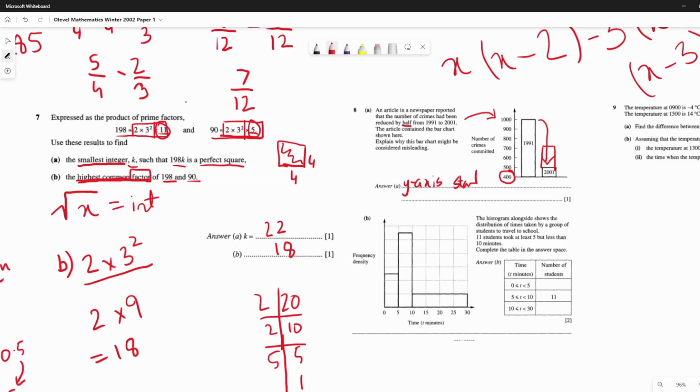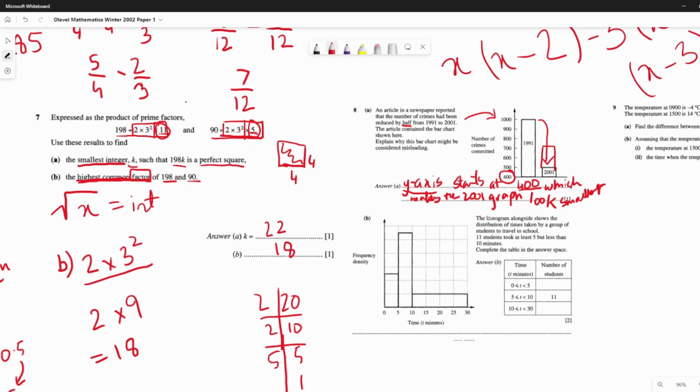starts at 400, which makes the 2001 graph look smaller. Now obviously my answer doesn't fit, but what I assume they're looking for is this part, the y-axis and the 400 part. As long as I think you identified that, you should be okay.